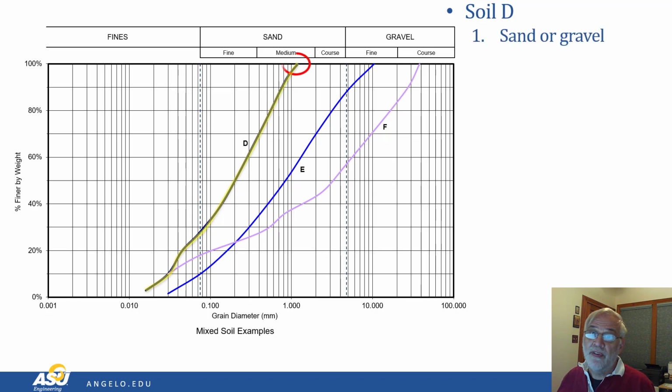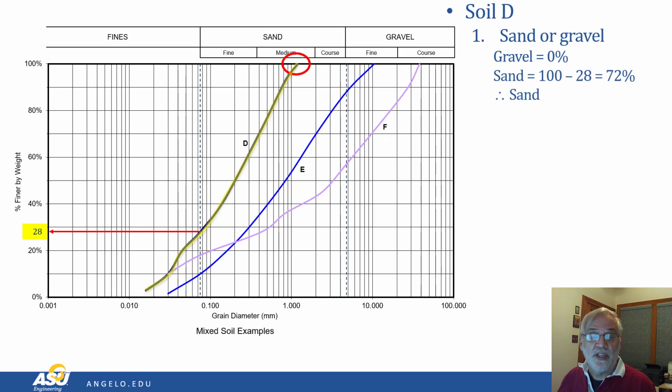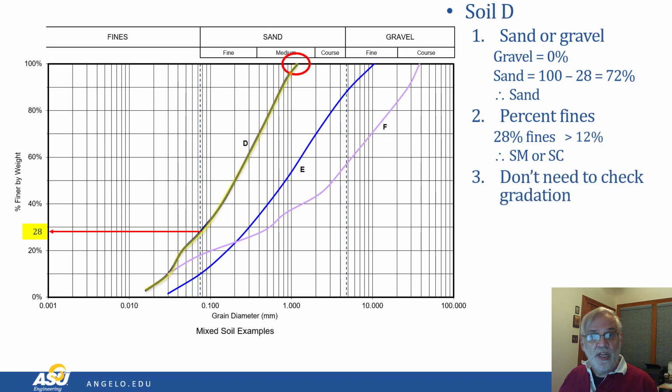We look at the top of the graph and see there's 0% gravel. The percent passing the number 200 sieve is 28, so the percent sand is 100 minus 28, which is 72%. So this is a sand. Checking the percent fines, we know they are 28%. So this sand has well more than 12% fines, and it must classify as either SM or SC. We don't need to check the gradation since the fines content is over 12%. So we can move on to checking the type of fines.